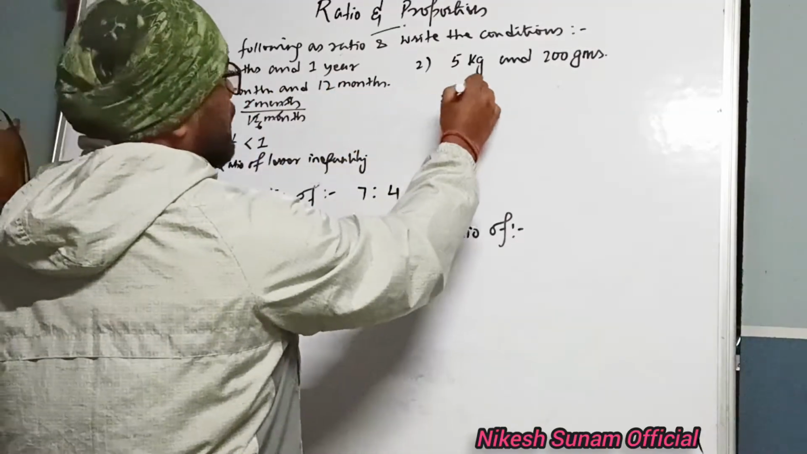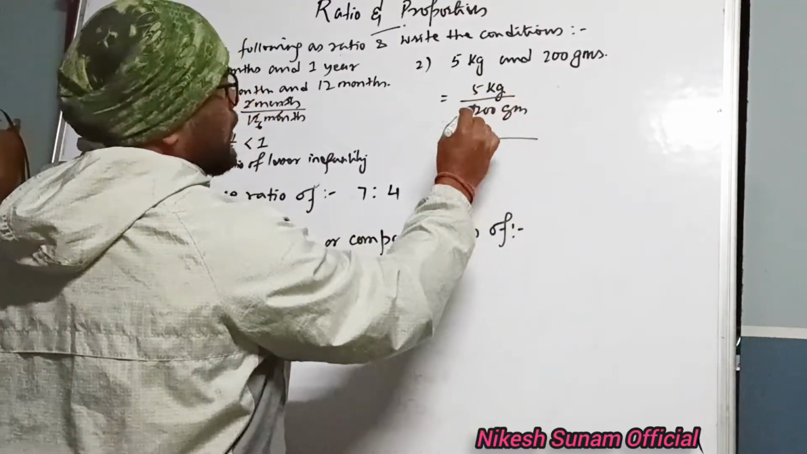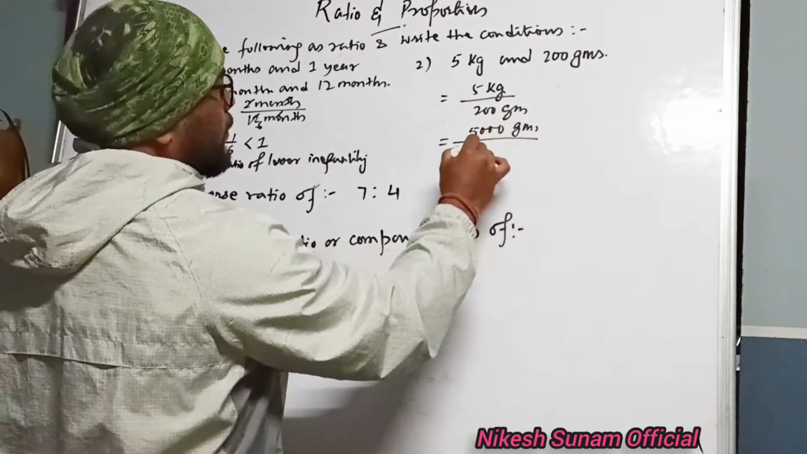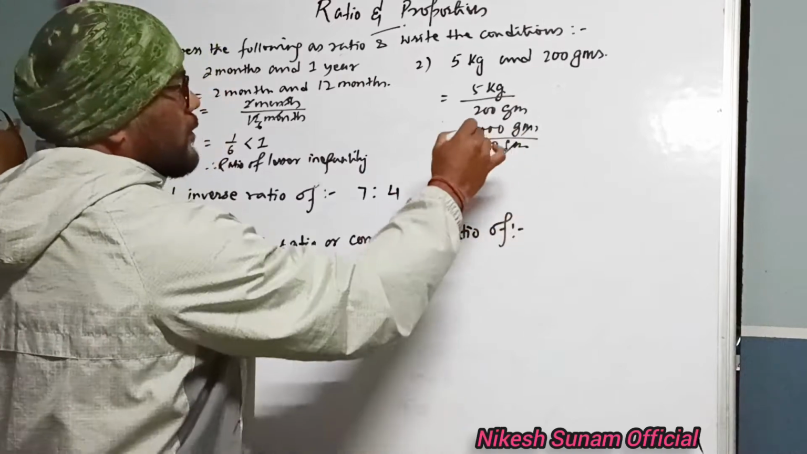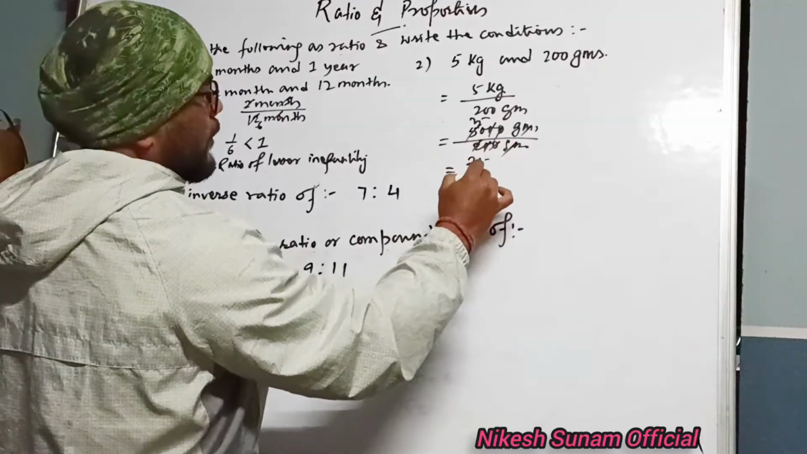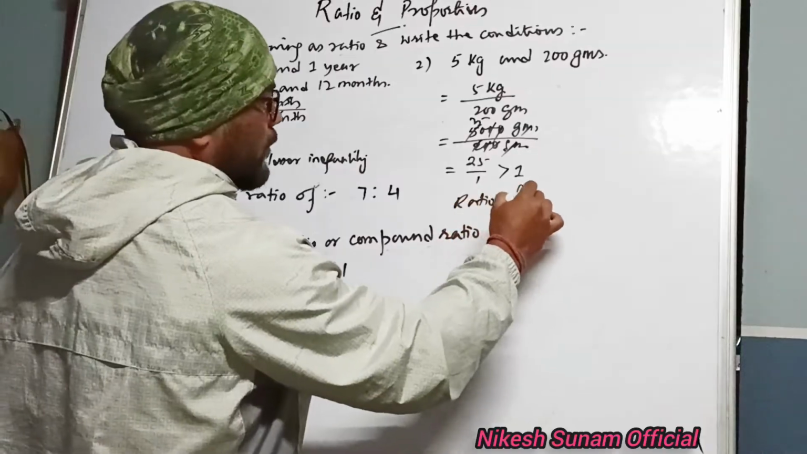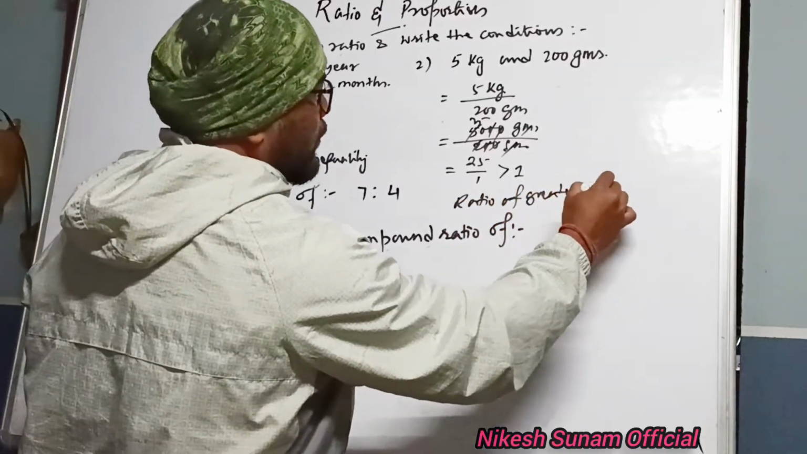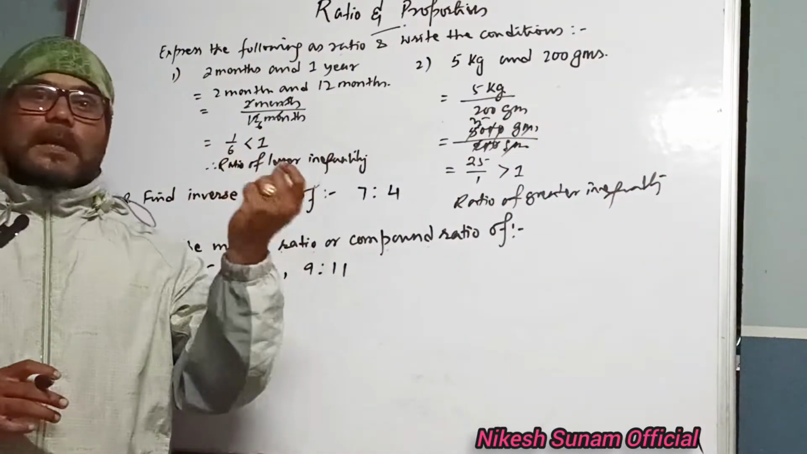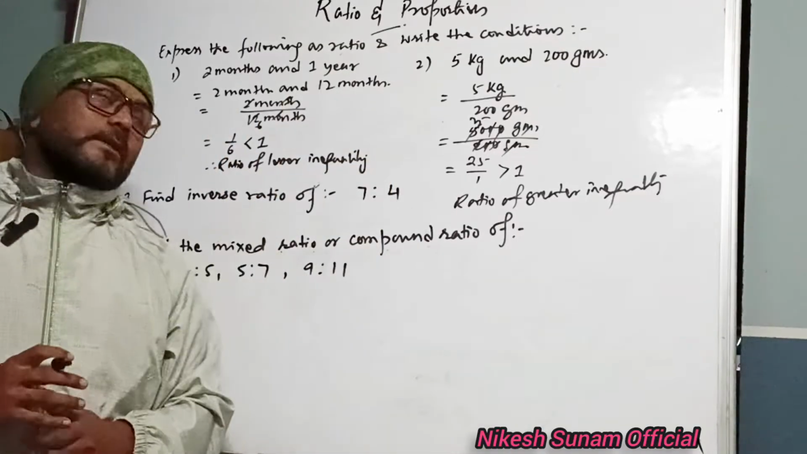Now in this case, it becomes 5 kg divided by 200 grams. We just convert 1 kg equals 1000 grams, so 5000 grams over 200 grams. Just cancel, and you get 25 by 1, which is greater than 1. So this is known as ratio of greater inequality. So I hope you all are understanding what the types of ratio are: ratio of equality, greater inequality and lesser inequality.